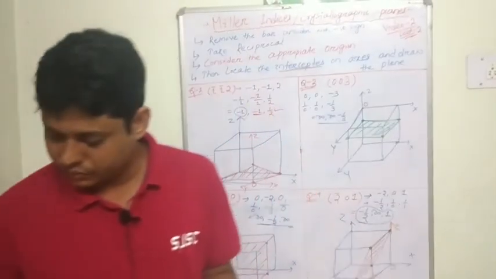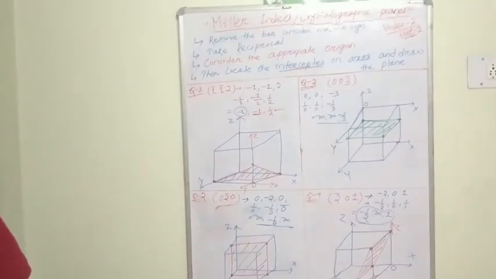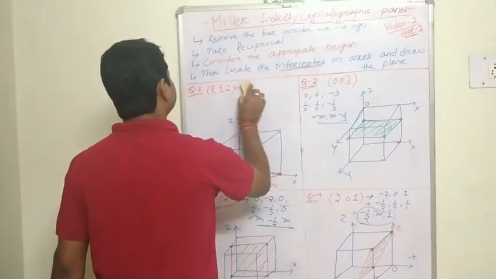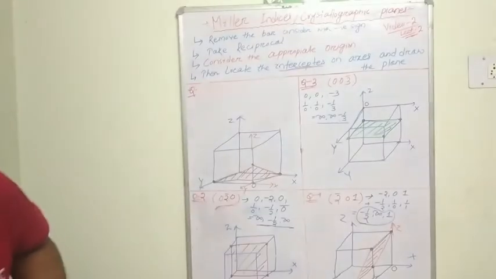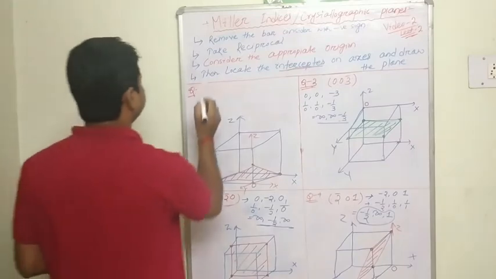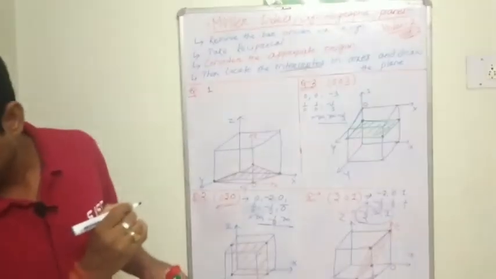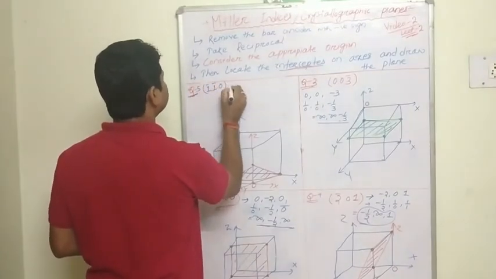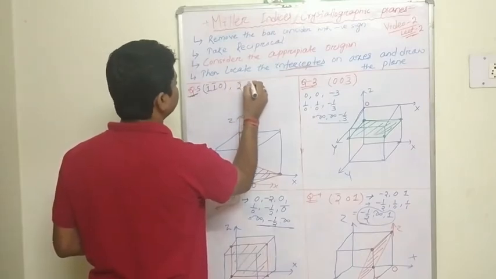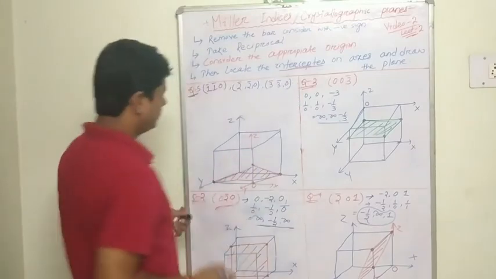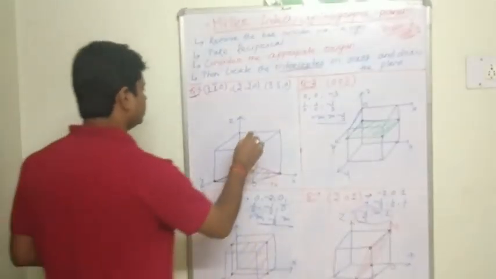Okay, next we have to move to the fifth number question. We have to draw the 3 planes in a single unit cell, that will be 1 bar 1 bar 0, then 2 bar 2 bar 0, and then 3 bar 3 bar 0, right? So how do we draw these?